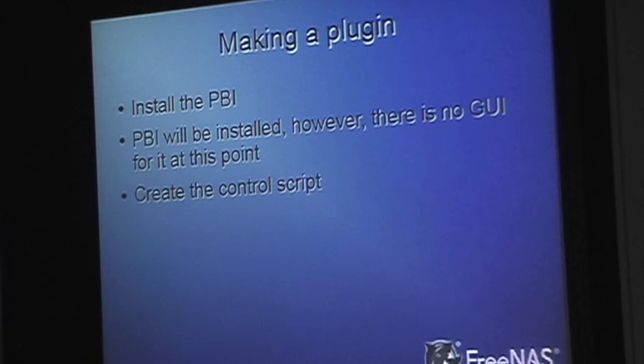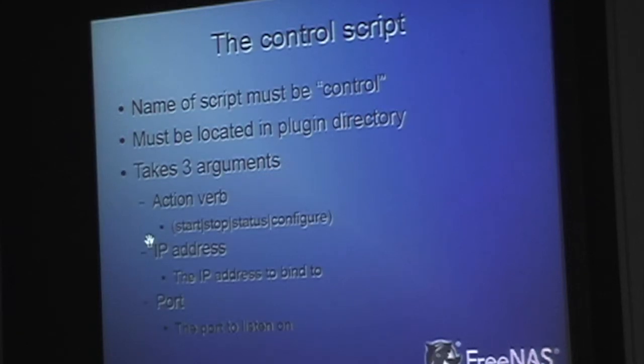So the jail is up and running, your PBI is installed, you're going to SSH in, and you're going to go into the jail, and now you're going to create your control script, which is called control. It has to be in the plugin directory, which is the same directory that all PBIs are always installed, which is /usr/pbi/pluginname-architecture.